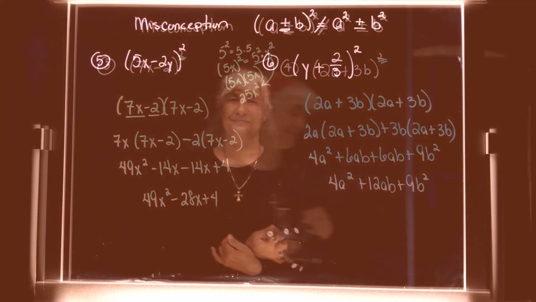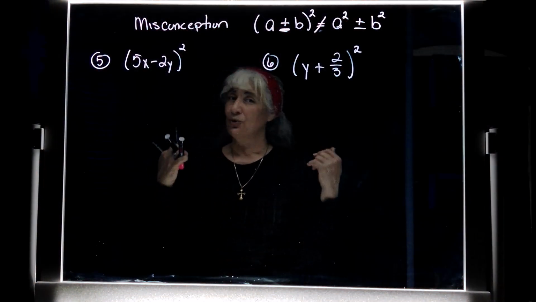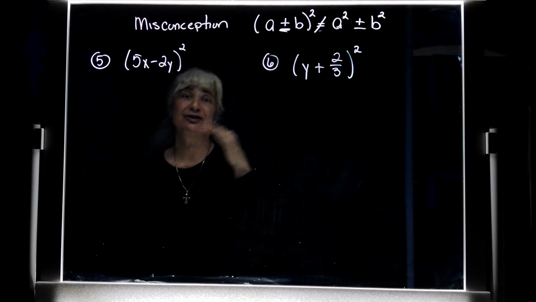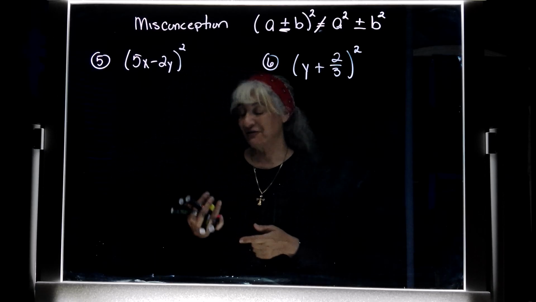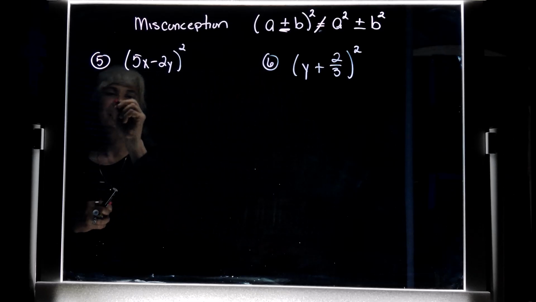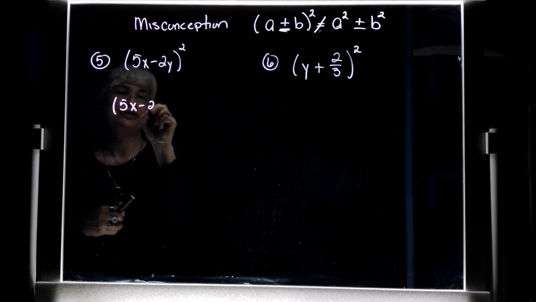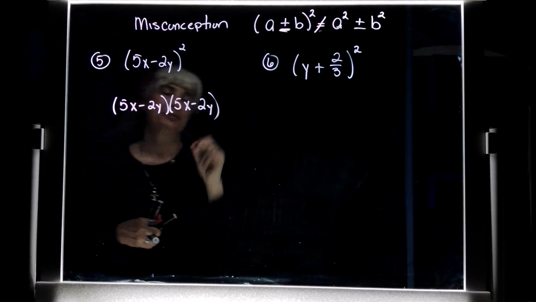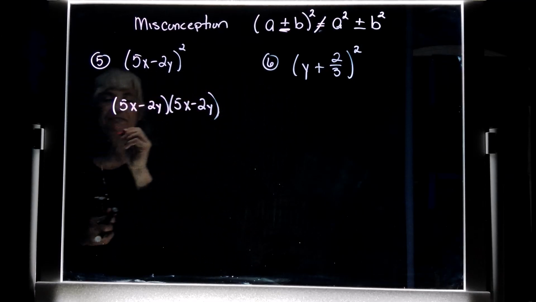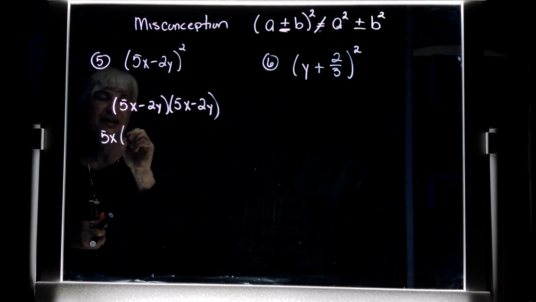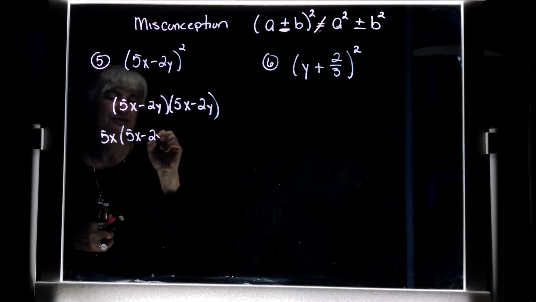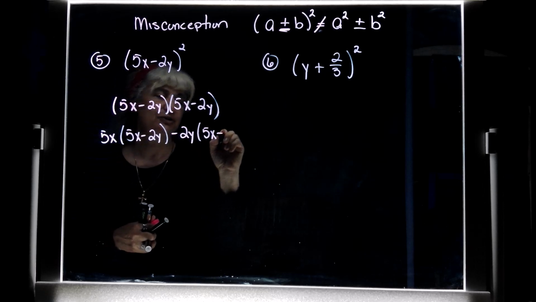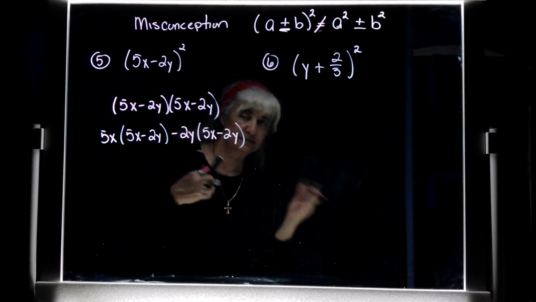Stay tuned. Last 2 examples. What did you do? You got it. I heard you. You said you did it the long way, which means on number 5, you took the base, which is 5x minus 2y, and you wrote it twice. Well done, you guys. By Jove, I think you've got it. Okay, so let me write down my double distribution, and let's see if my answer agrees with yours. I'm sure it will. I know you guys did it correctly.